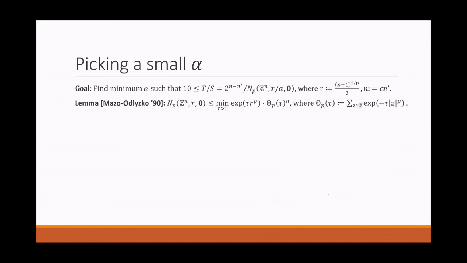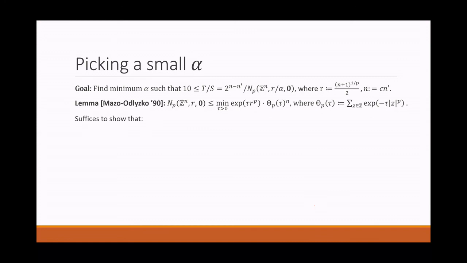To do that, we're going to use an upper bound on the number of integer points in a ball due to Mazo and Odlyzko. You don't need to worry about this function too much, but it basically gives a relationship between this theta function, which you can think of as a generalization of Gaussian mass, and the number of points in an Lp ball around the origin. So this is going to be a function that we can actually optimize over explicitly. We can numerically compute the right-hand side of this inequality to high accuracy, which will correspond to the plots that we saw before.